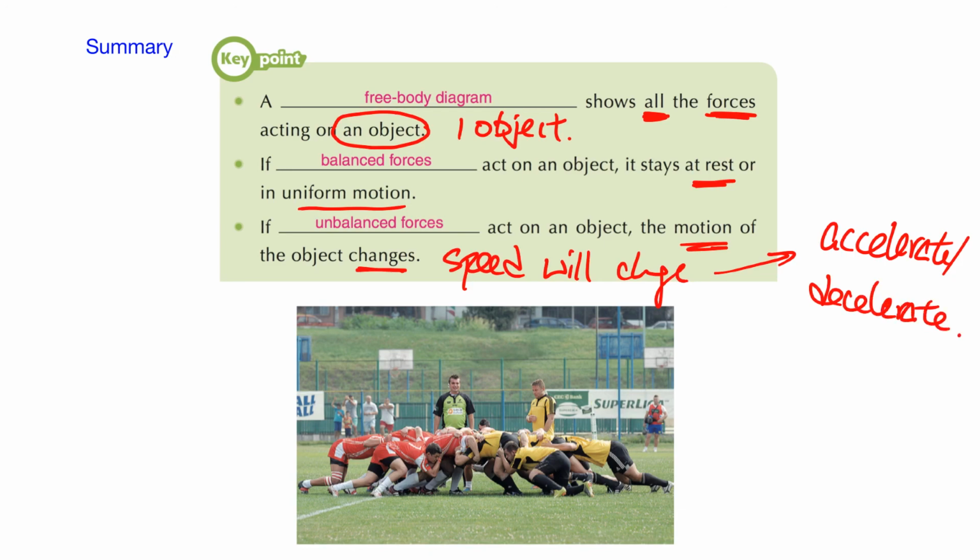So at the beginning, we talked about scrumming in rugby. If it is a balanced force, they are at rest, but suddenly the red team becomes stronger. They get an unbalanced force right there. So what happened to the yellow team? They will start moving to the right, or accelerating towards the right.